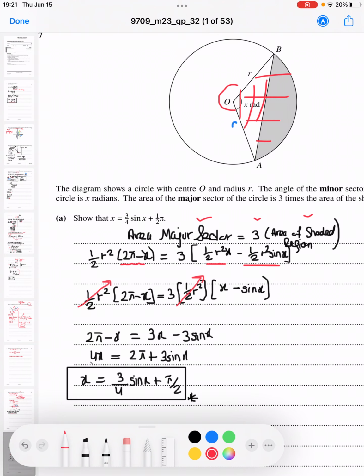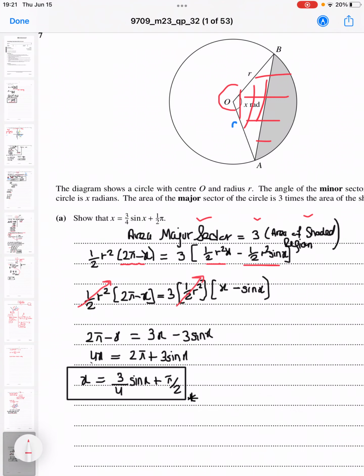So half r squared cancels and this becomes 4 pi minus 2x equals 3x minus 3 sine x, and so x equals 3 by 4 sine x plus pi by 2.